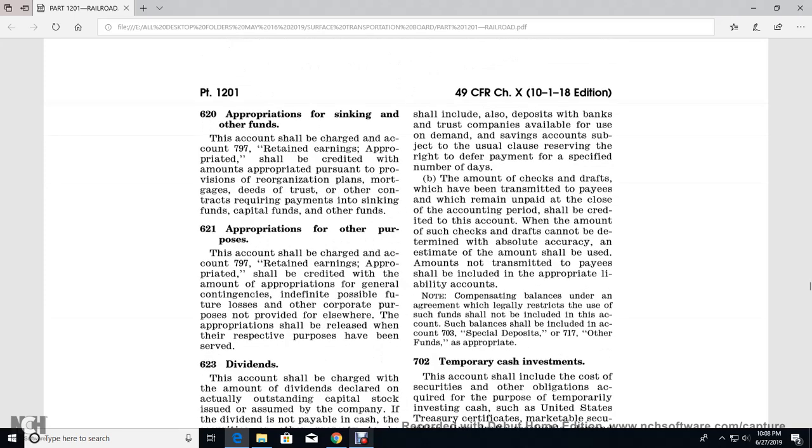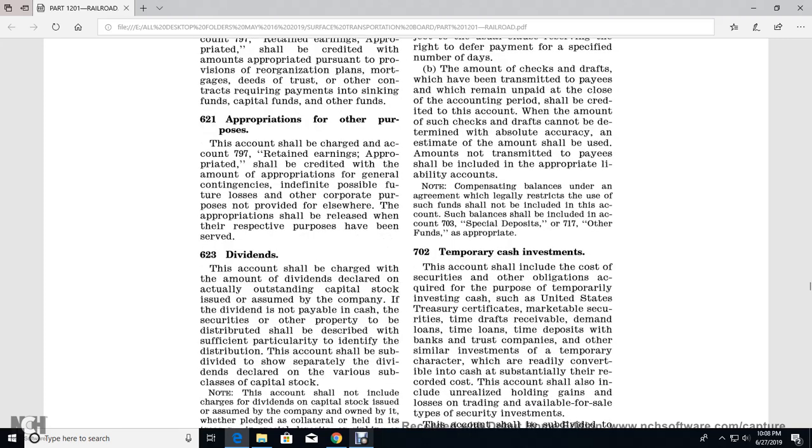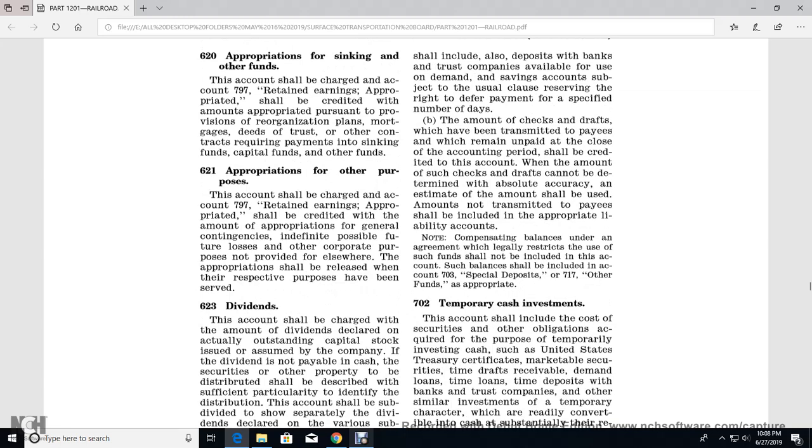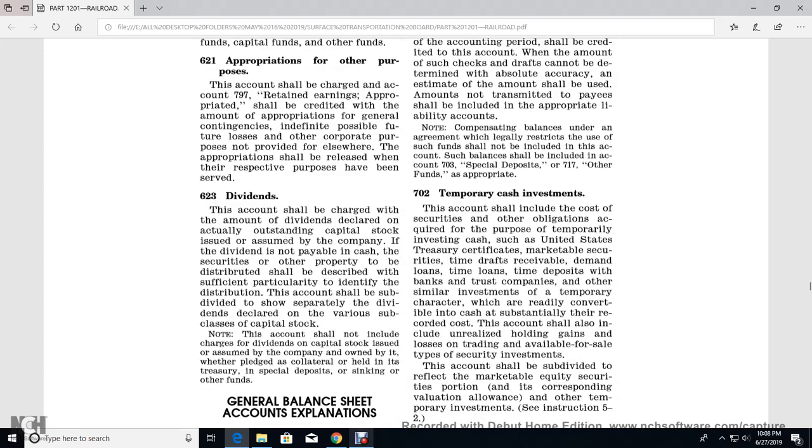620, appropriations for sinking and other funds. The account shall be charged with the amounts credited to account 797, retained earnings appropriated, but they shall be certified with the amounts appropriated pursuant to the provisions prescribed in the mortgage, deed of trust, or other contracts requiring payments into the sinking fund, capital funds, or other funds. 624, appropriations for other purposes. The account shall be charged with the amount credited to account 7097, retained earnings appropriated, for general contingencies or identified purposes of the future, or for other corporate purposes not defined elsewhere.